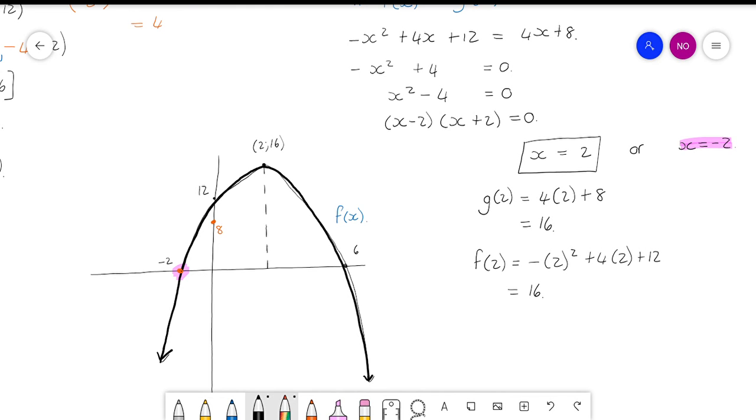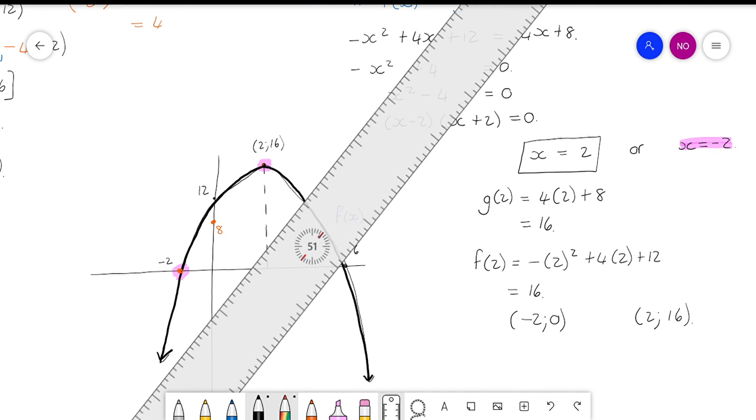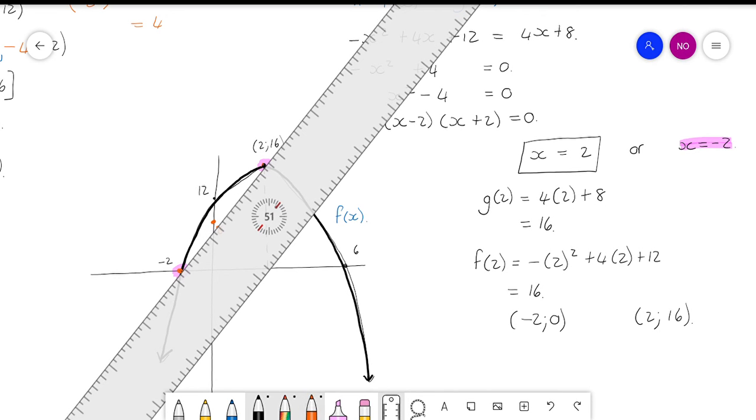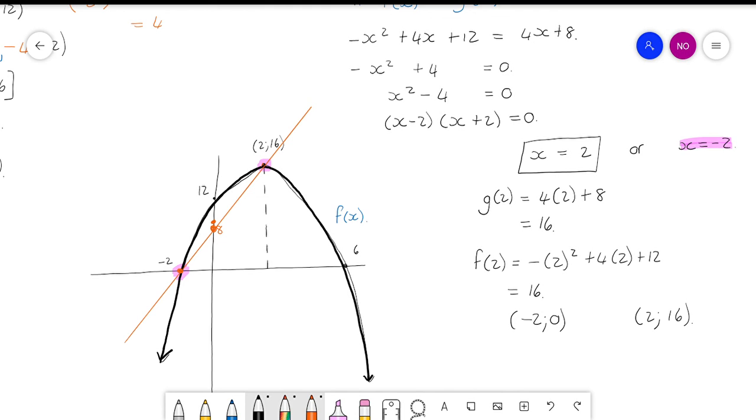The point is, in this specific case, these two graphs intercept one another at the one x-intercept and also on the turning point of the parabola. So it will intercept at negative 2 and 0, and it will also intercept at 2 and 16. So this is kind of like simultaneous solving, where you first get the x-values and then get the y-values. I'm just going to move that point. Like that. And let's say 8 is there. Okay, so the orange graph is g of x.